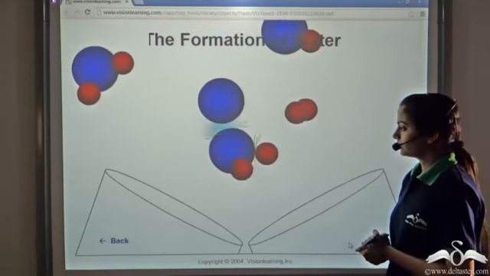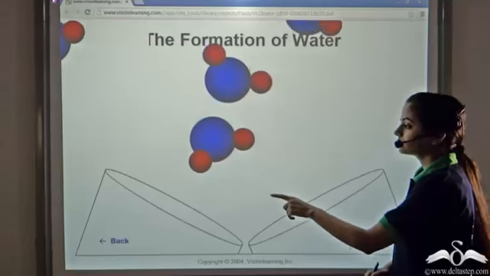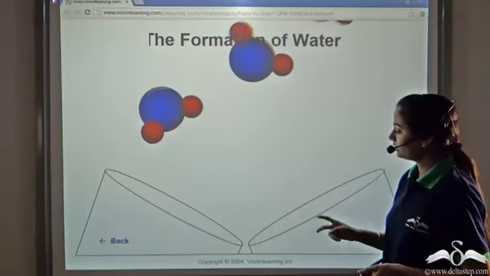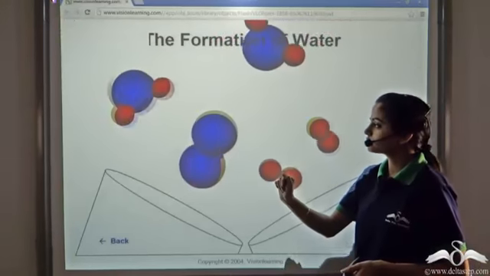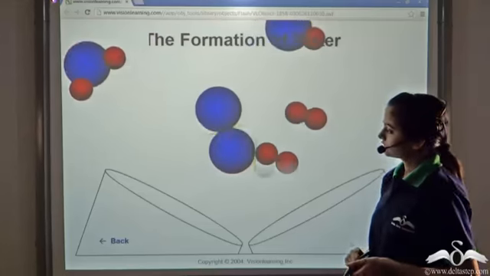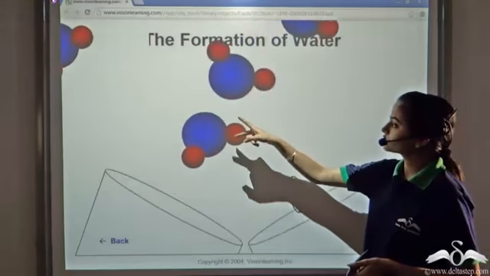So what do you observe here? You see 2 molecules of hydrogen combined with 1 molecule of oxygen. Observe carefully. 2 molecules of hydrogen combined with 1 molecule of oxygen to form 2 molecules of water. So if you observe again, 2 molecules of hydrogen, 1 of oxygen give 2 molecules of water.